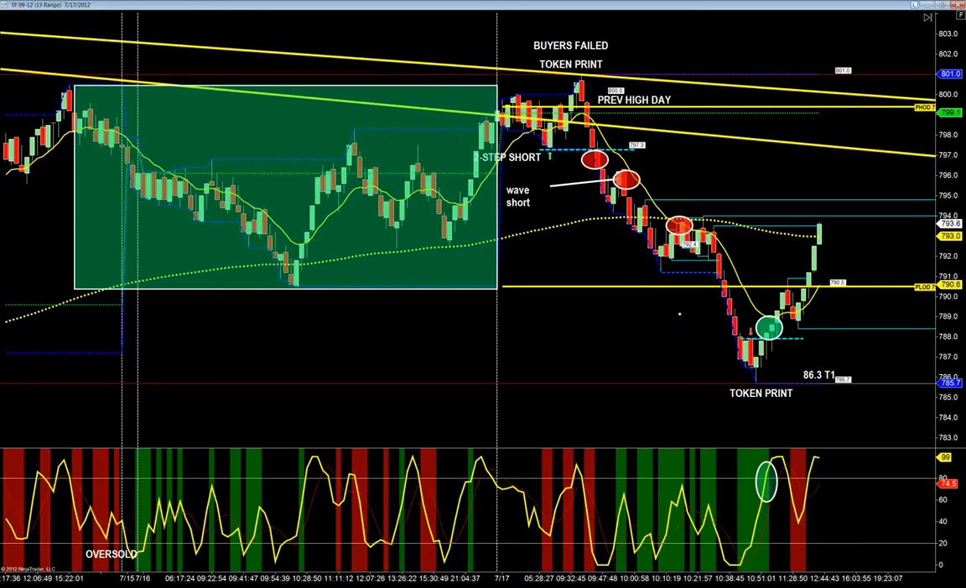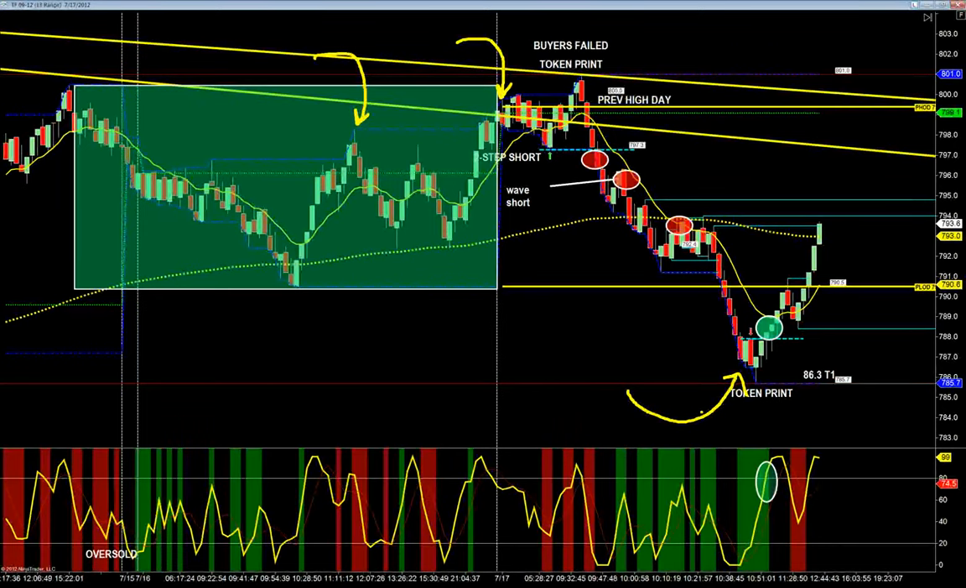Why is that a token print? And why not that one right there? Why not that one back here? Why is a new higher high considered a token print? Why not this one down there? That's right, two token prints, one at the top, one at the bottom.